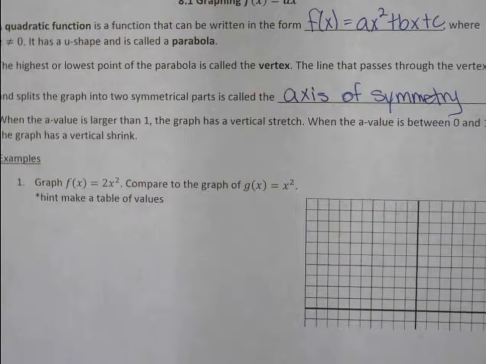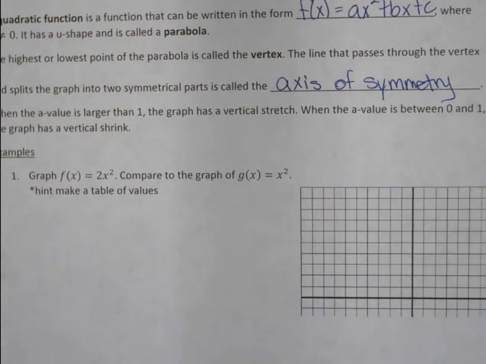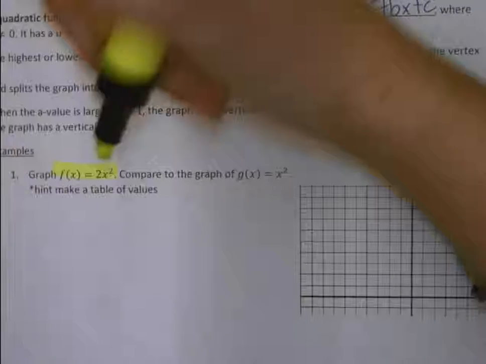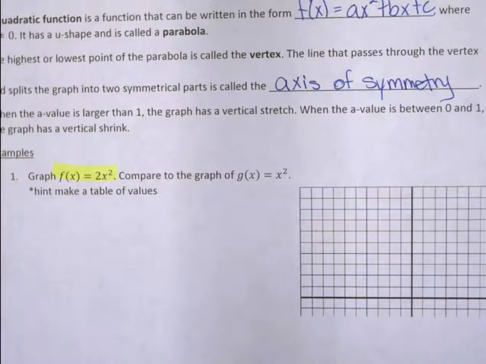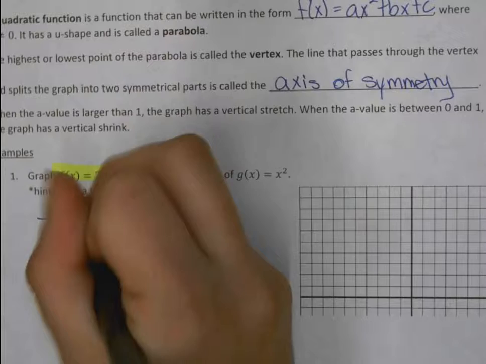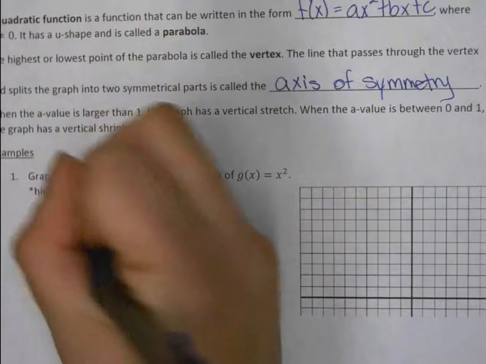Okay, so number 1 wants me to graph f of x equals 2x squared. And it wants me to start off by making a table of values. Remember when we were doing exponential graphs, I started off with -2, -1, 0, 1, and 2? Okay, so I'm going to pick those same exact values right now.